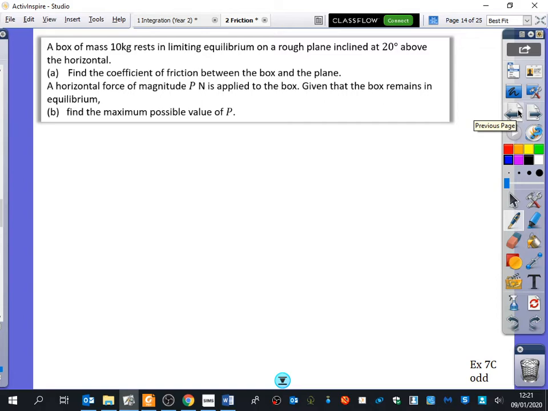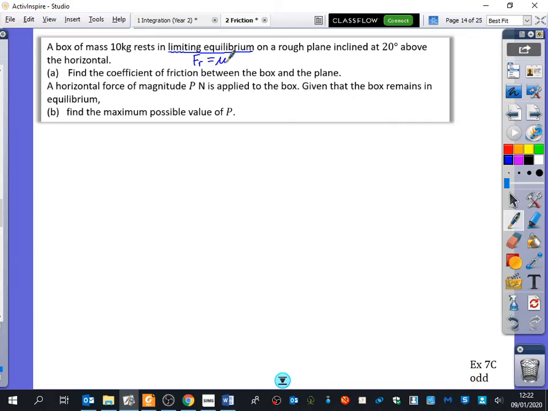Let's just read through what's happening. So a box of mass 10 kilograms rests in limiting equilibrium on a rough plane inclined at 20 degrees above the horizontal. Find the coefficient of friction between the box and the plane. So there's some really important features that we want to take from this. First of all, limiting equilibrium. What does that tell me about friction?